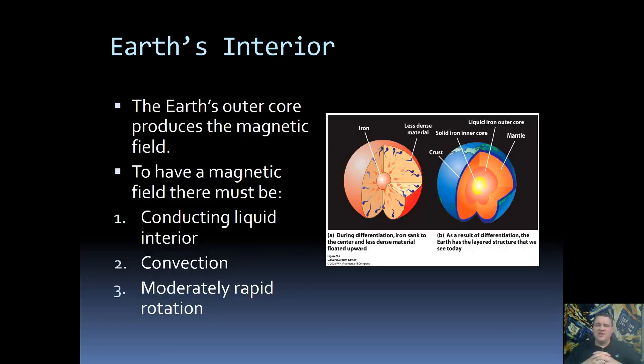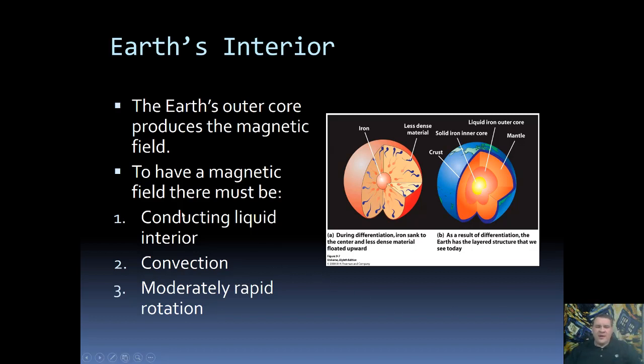One last evidence we can use to help us understand the interior of the Earth is the fact that the Earth has a magnetic field. For any object to have a magnetic field, to generate its own magnetic field, there are three things that have to be true. There has to be an electrically conducting liquid in the interior, that region must have convection, and the planet has to rotate fast enough. Well, the fact that the Earth has a magnetic field means that all of these are true.